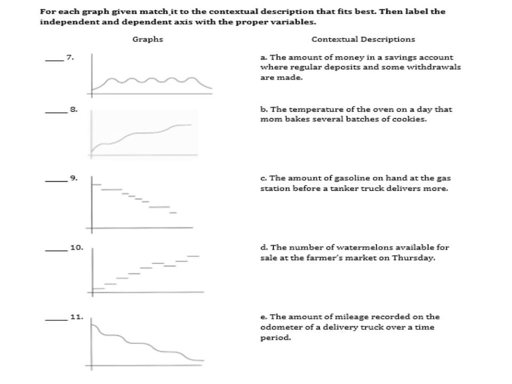All right, well, let's go through these here. I'm going to read the description and then figure out which graph goes with it, because I feel like that would be a little bit easier. So here, first one, the amount of a savings account where regular deposits and some withdrawals are made. So a deposit means the amount's going to go up, and a withdrawal means it's going to go down. So I want a graph that goes up and down a little bit.